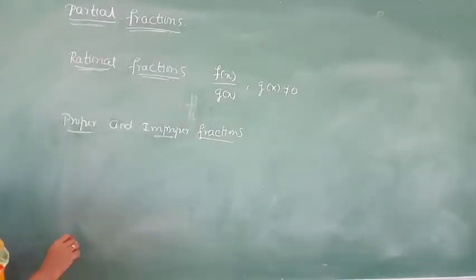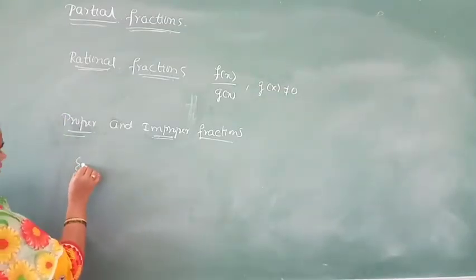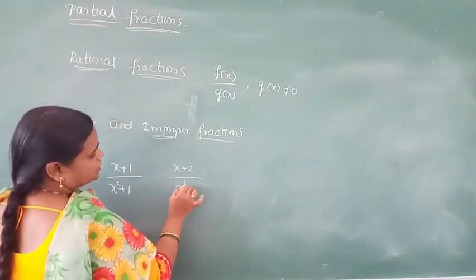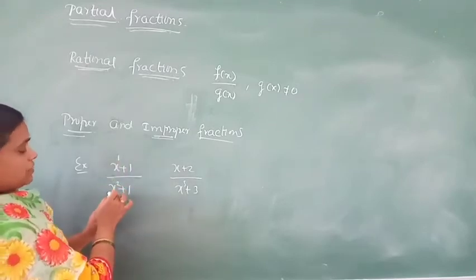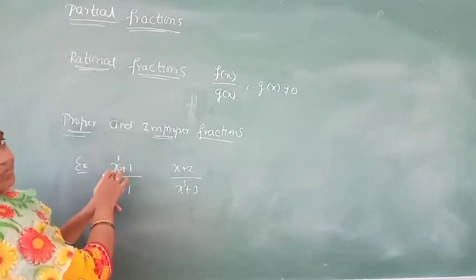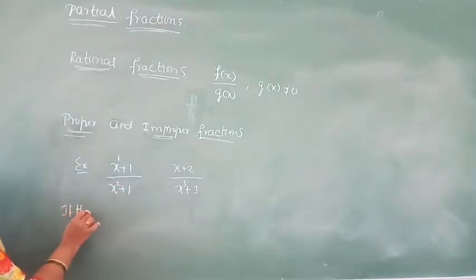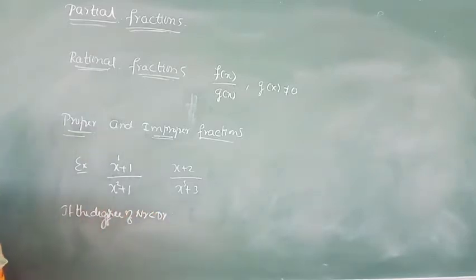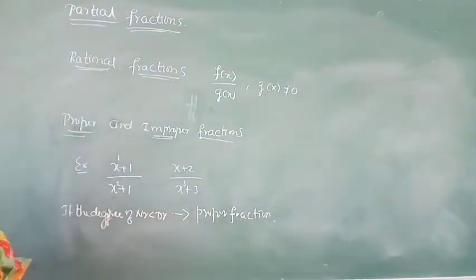For proper and improper fractions, the very first step is the definition of proper, later improper. Consider the examples x plus 1 by x square plus 1, and x plus 2 by x cube plus 3. Just see the example. Here the variable x, its power is 1. Here the variable x, its power is 2. Just concentrate: if the degree of the numerator is less than the denominator, such a fraction we call a proper fraction.